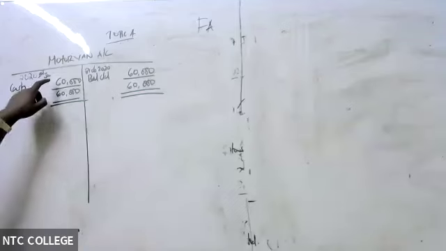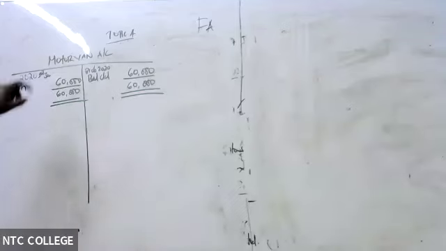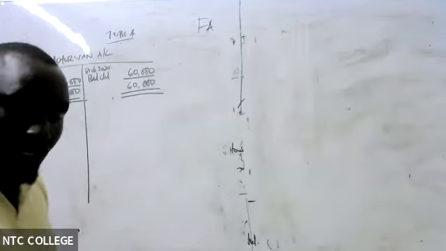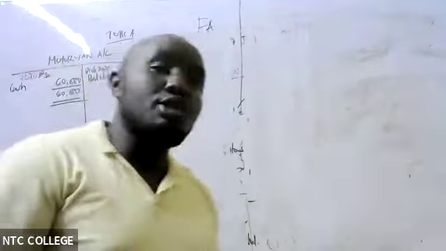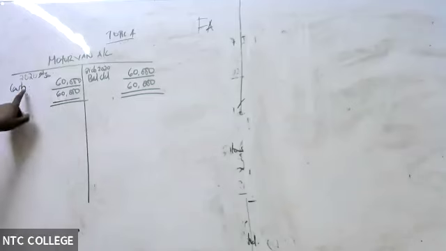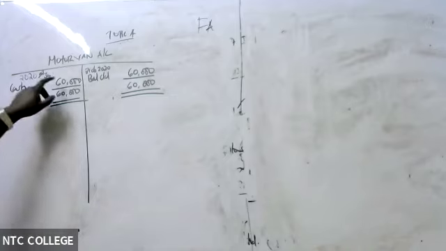Nimesema ukiona hii 60, hizo motor van zilikuwa ni pesa ngapi each? 30. So 30 times 2 is 60. So we are saying cash because automatically this asset was either bought through bank or cash all together. So at the end of the year, the value of the asset is still 60.